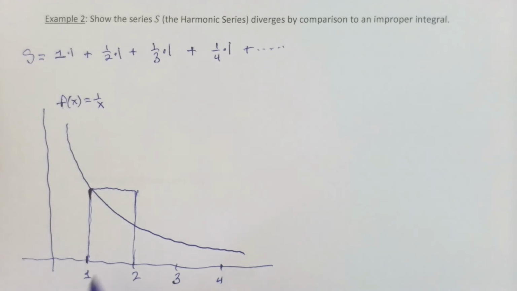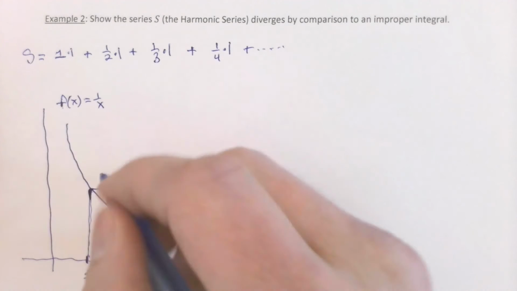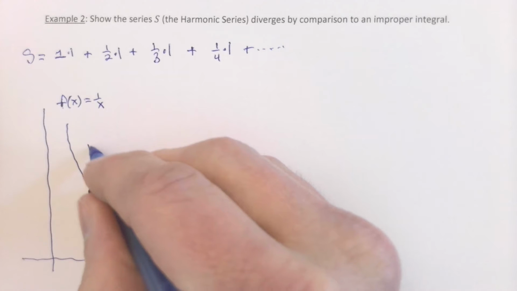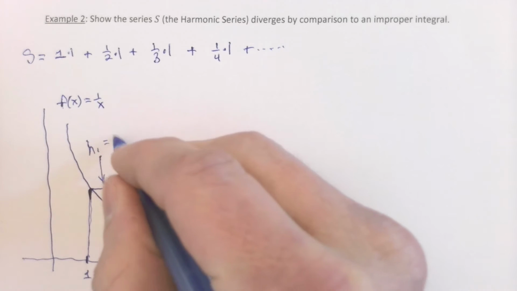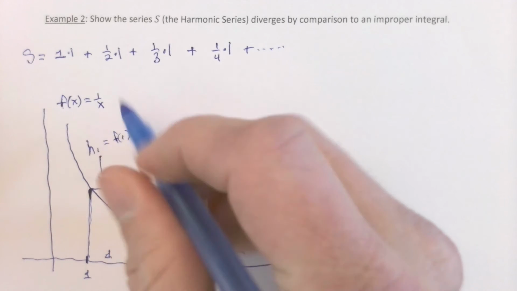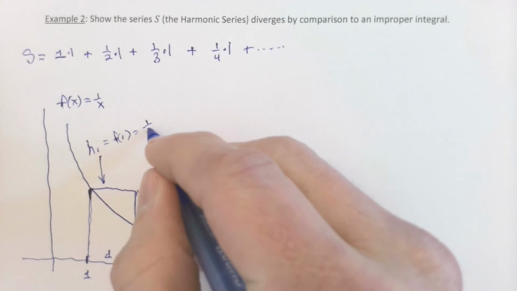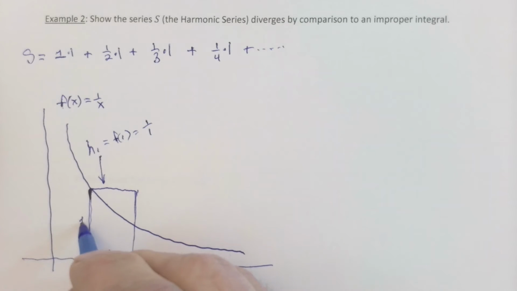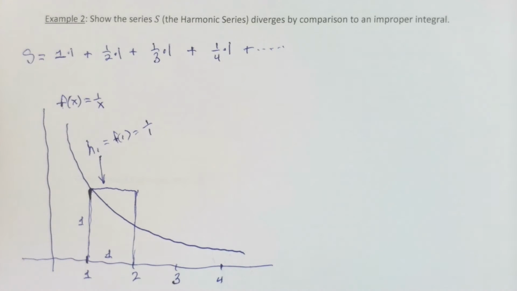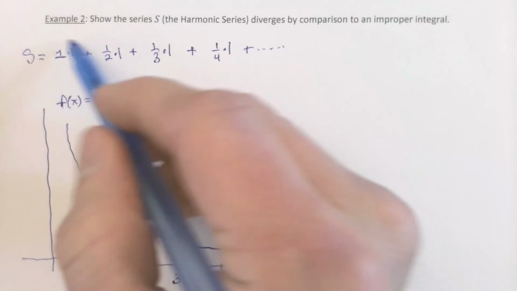Well, how wide is it? Well, that's easy. It's 1. Well, how tall is it? Well, you have to plug 1, the sample point, into this function. So the height of this thing, let's call it h1, is what you get when you plug 1 into this function right here, which is 1 over 1, which is just 1. So what's the area? The area is 1 times 1. That's what that is right there.